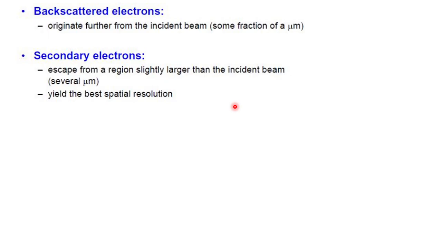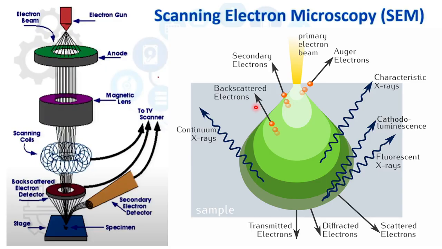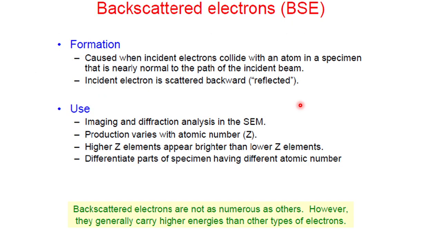Okay. And what is secondary electron? Secondary electron escapes from a region slightly larger than the incident beam. So it is coming from your sample. Auger electron is also coming from the sample. We will discuss what the Auger electron is.